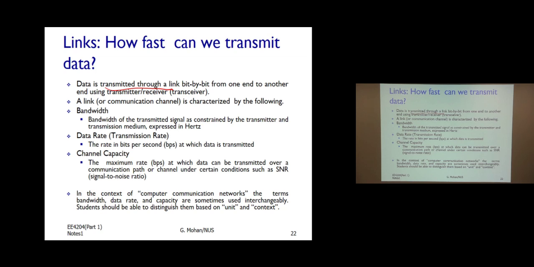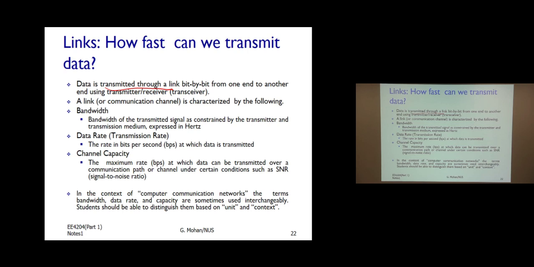That means at one end of the link there is a transmitter. Imagine that for every clock tick, one bit is sent: bit 1, bit 2, bit 3, bit 4. So the bits are transmitted one by one. Of course, bits will be mapped to signals, but let's not worry about that. Imagine that the data is transmitted bit by bit from one end to the other end. It uses transceivers: transmitter on one side, receiver on the other side, and similarly transmitter on the other side, receiver on this side.